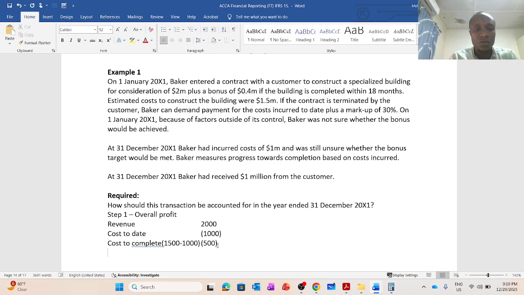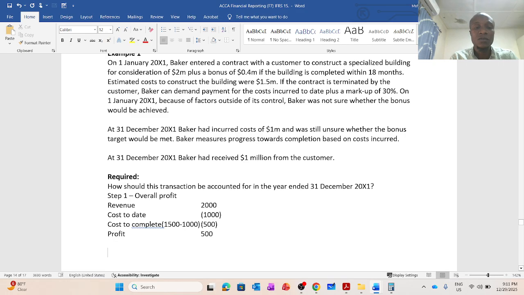Very good. So now the profit or loss, which in this question is a profit. So the profit is 500. Very good. So we have calculated step 1, we have determined the profitability.